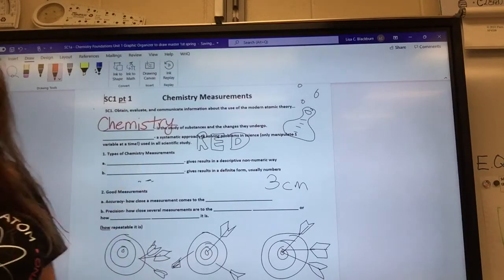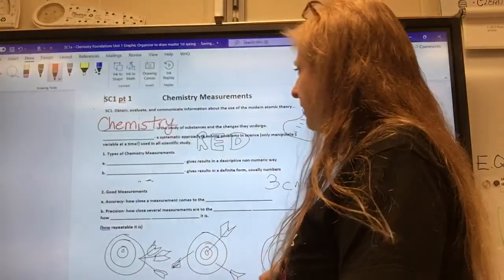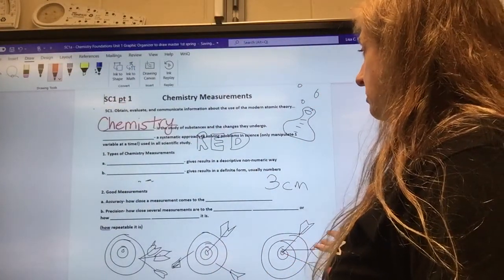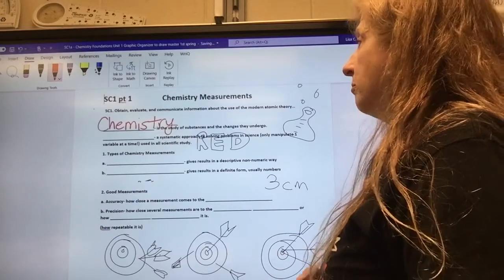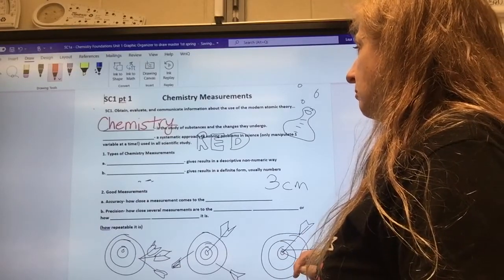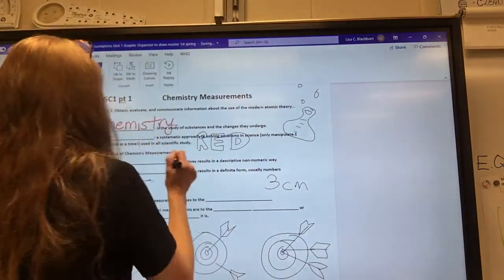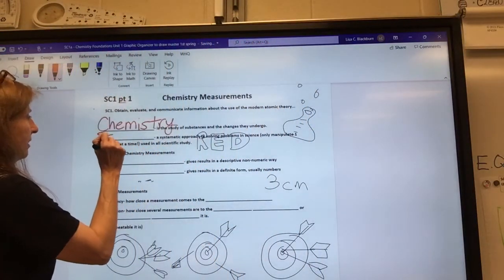We're going to leave the second blank. I'm not sure what I wanted there. Systemic approach to solving problems in science. Y'all don't have that second blank? There you go. I think it's the scientific method.